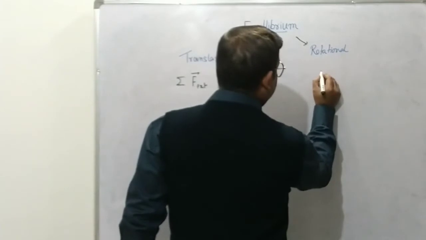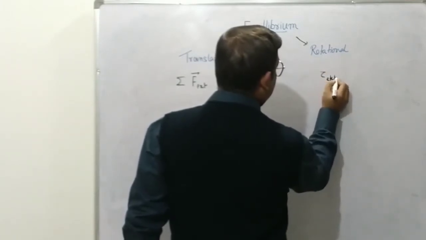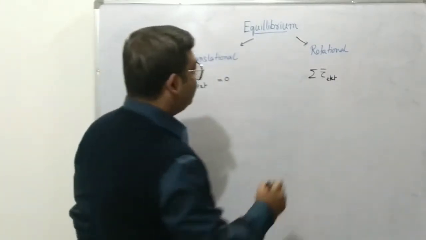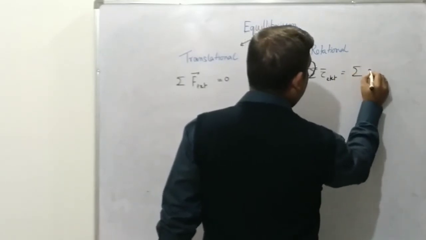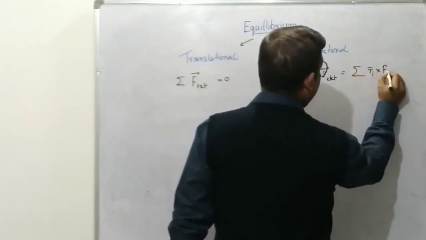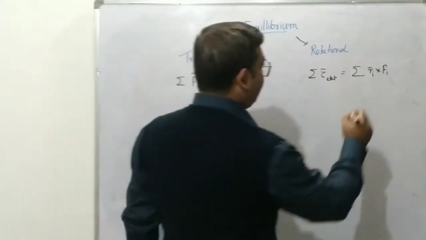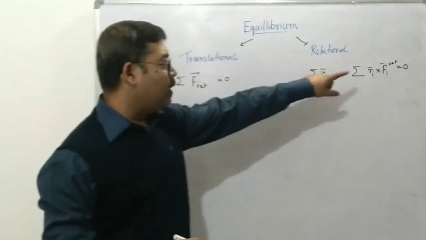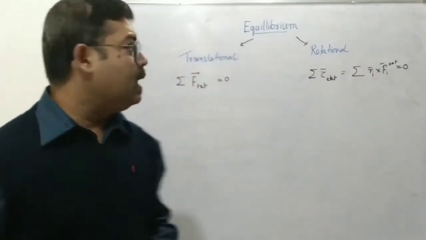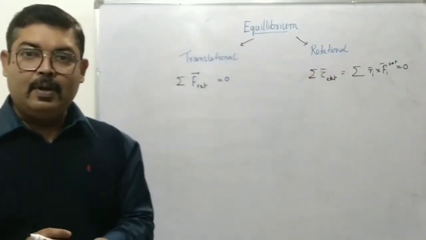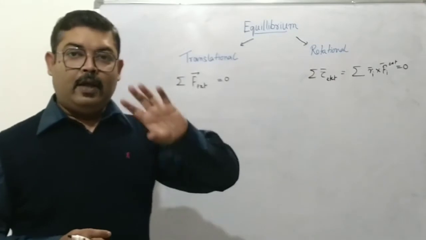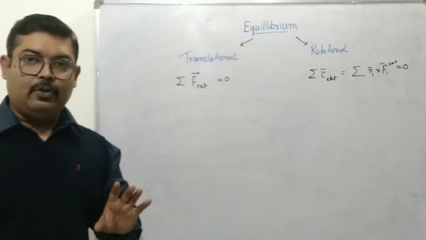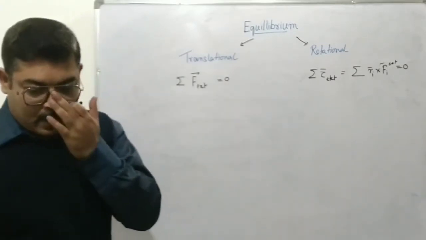Similarly, if the sum of tau external is 0, that is summation of Ri cross Fi, which is external F, of course, is equal to 0. So if the net torque acting on a rigid body is 0, then the rigid body will be in rotational equilibrium. In other words, if it were rotating at a particular angular velocity, it will keep on rotating with the same angular velocity. If it was not rotating, it will not rotate. It will not change its angular velocity at all.